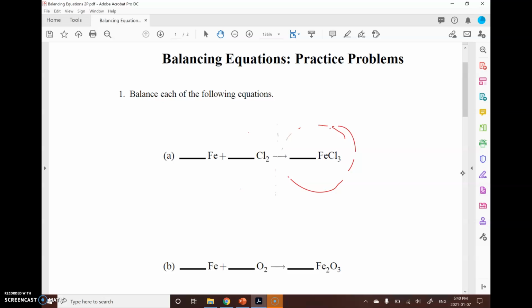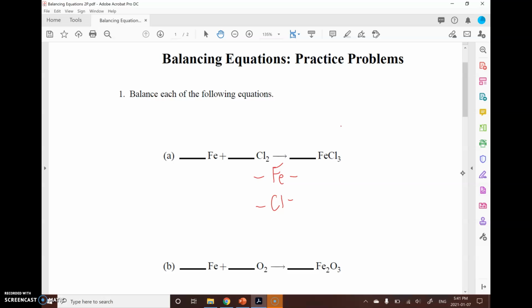The first thing you want to do, and it makes it a lot easier, is write down each of the elements. It's easier to start with the metal first, and you can use your periodic table to see which one is a metal and which one is not. So I'm going to go iron, and then we have chlorine. And what I do is I just put a dash on either side.